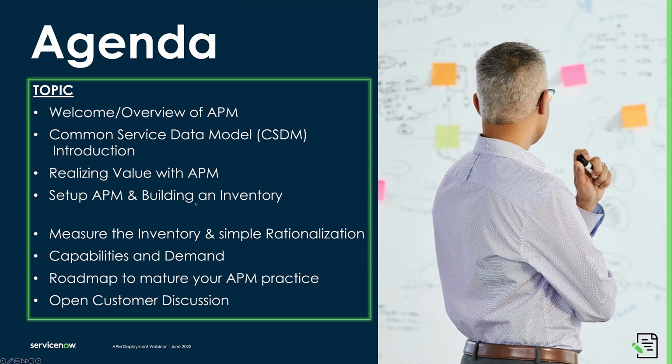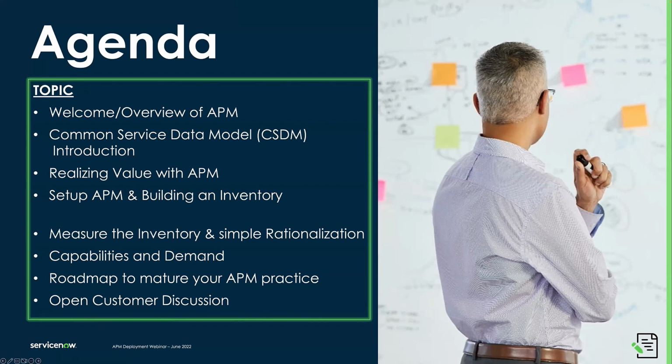Then we go into hands-on, how to set it up and how to create an inventory using very simple tools. Then we talk about measuring the inventory. There's a capability within APM for scoring and indicators, and one of the ways to improve something is to measure it. So we're going to talk about how to get off the ground with it.